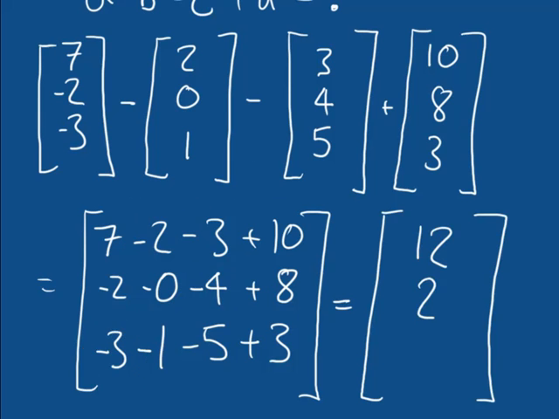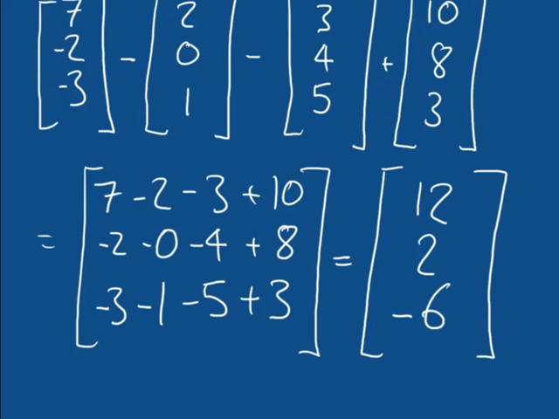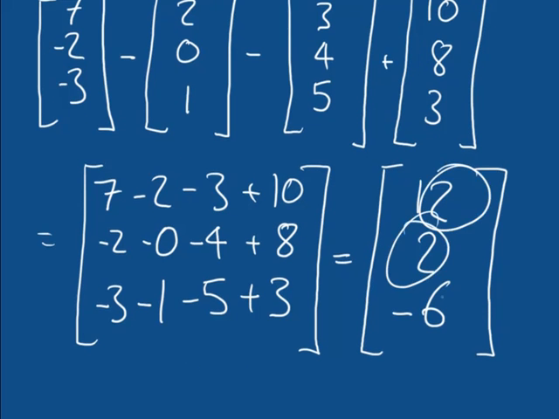Minus 3 minus 1 is going to give us minus 4. Minus 5 is going to give us minus 9. And then if we add 3 to minus 9, it's going to give us minus 6. So the resultant vector is 12 in x, 2 in y, and minus 6 in z.